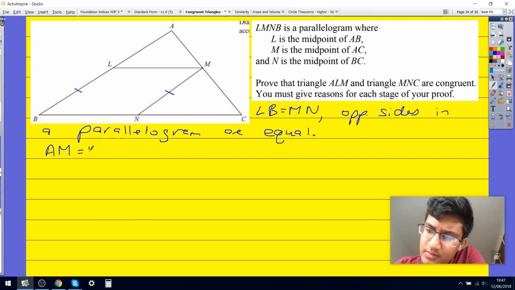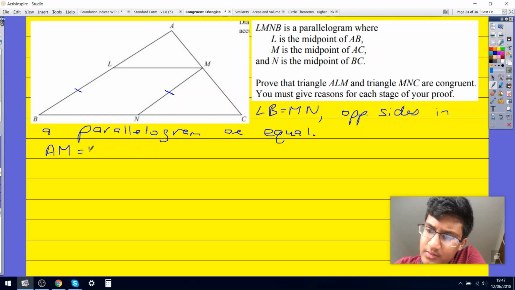So we have those sides. I don't know how we could prove that AL equals MN. What do you know about the side LM? That it's equal to... Oh, right, yeah. So LM is equal to BN. I think I've got this now.